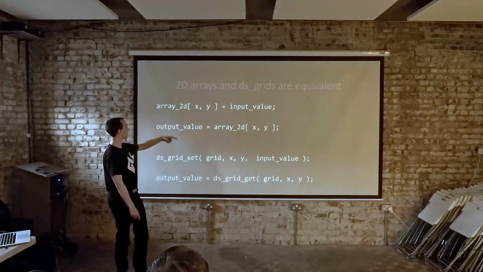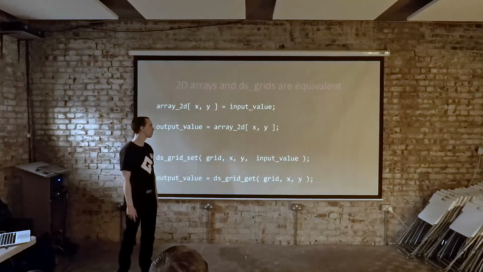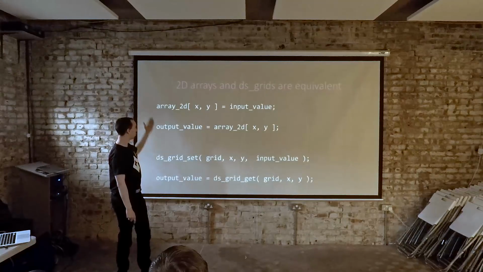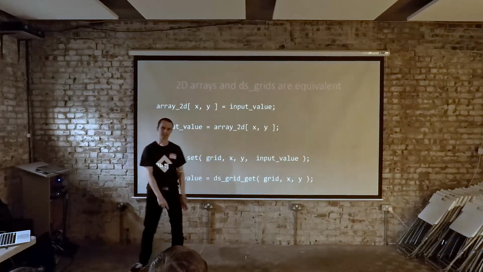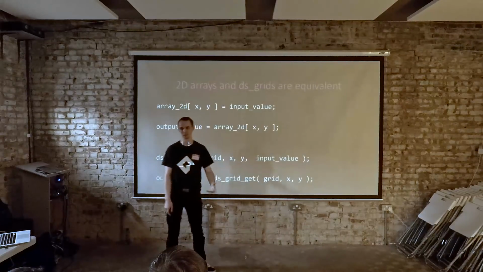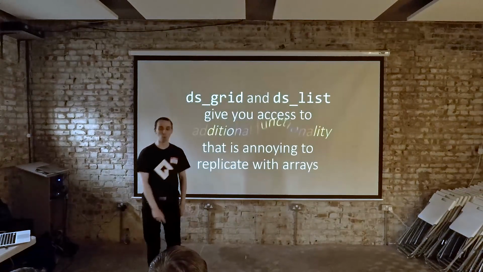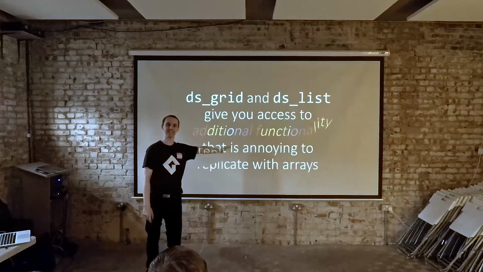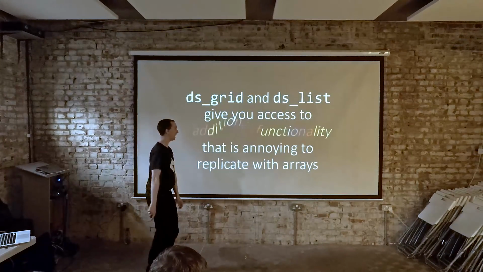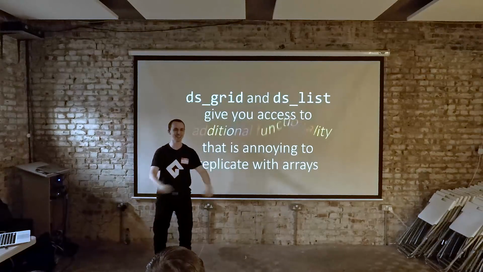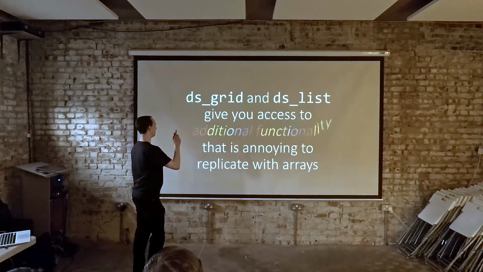You can see that the XY coordinates, which is your rows and your columns, or your columns and your rows, work the same way in both grids and arrays. So since they're so similar, arrays and these data structures, lists and grids, you might be asking why we use them. DS lists and DS grids give you lots of extended functionality. It's really exciting what you can do with them. So exciting, I'm going to show you why.